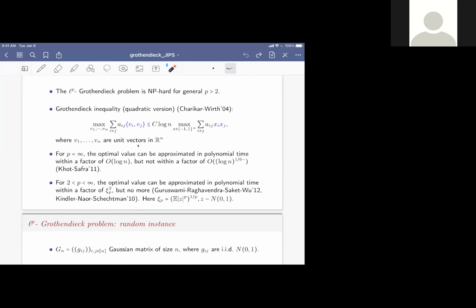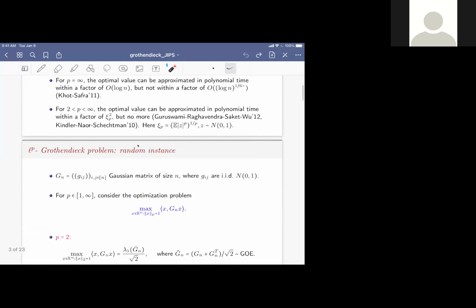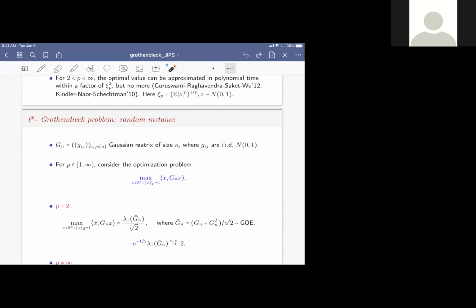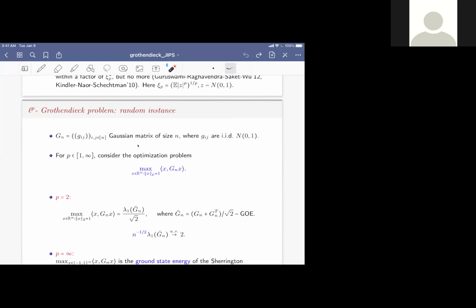But we are probabilists, so we don't want to look at the worst case scenario. We want to study random instances of this LP Grothendieck problem, and the most natural input matrix is just the n by n Gaussian matrix with i.i.d. Gaussian entries. For a general p between 1 and infinity, we look at the LP Grothendieck problem for this Gaussian matrix and want to study its large n limit. We want to understand the scaling, find the limit if it exists, and say something about the optimizers.